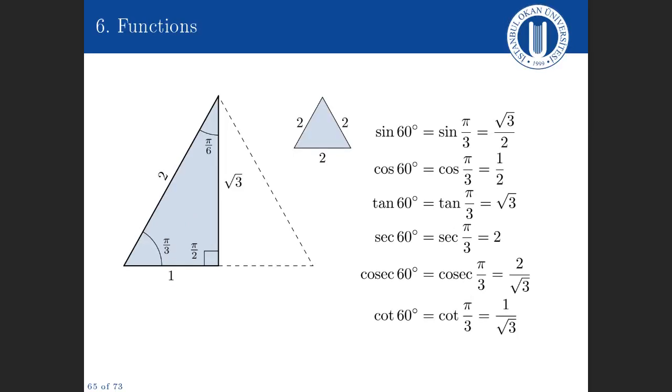Next, let's suppose I start with an equilateral triangle, a triangle where all three sides are the same. And let's suppose we say that each side of this triangle has length 2. And then I want to take this triangle and I want to cut it in half and just look at the left part. So then I have a triangle of base 1, hypotenuse 2, and using Pythagoras, the height of this triangle must be root 3.